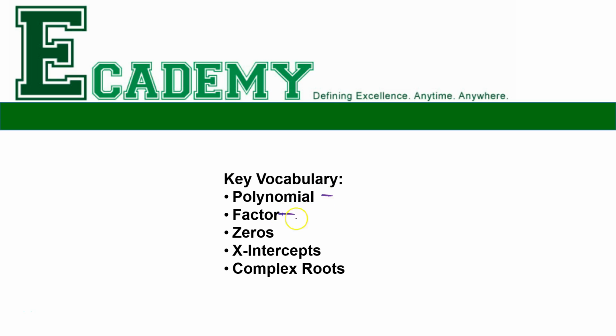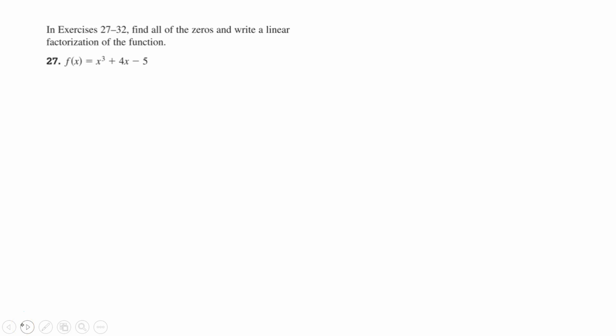So polynomial factors, zeros, x-intercepts, complex roots, stuff we've been talking about. Find all zeros and write a linear factorization of the function. I have a cubic here, so I can't just straight up factor it. I can't use the quadratic formula, so I have to think about what my tools are here. They don't give me any zeros, so I can't divide yet. So I have to go straight to the rational root theorem.